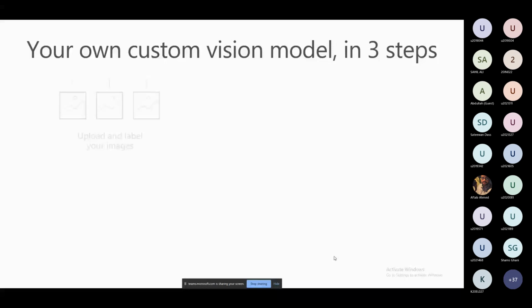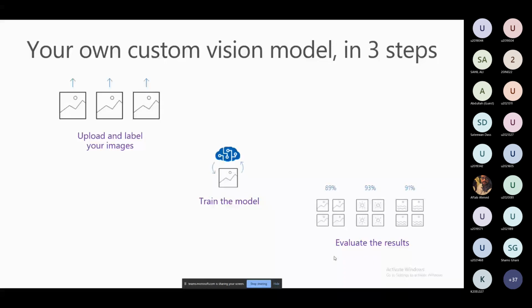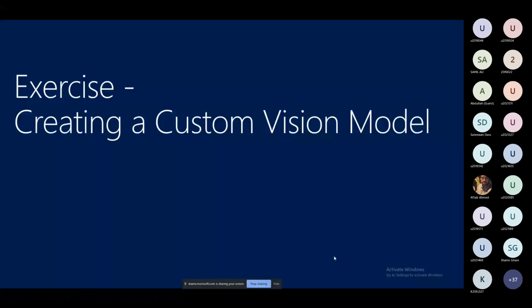So creating custom vision models in Azure is basically divided into three steps. First, we're going to upload and label our images. Then we're going to train the model, and then we're going to evaluate the results. So now let's move on to creating the model.